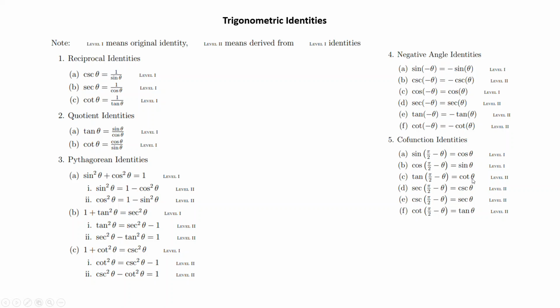And tangent and cotangent, they go together. Tangent of pi half minus theta is cotangent theta. Cotangent of pi half minus theta is tangent theta, and so on. So take a look at these things.